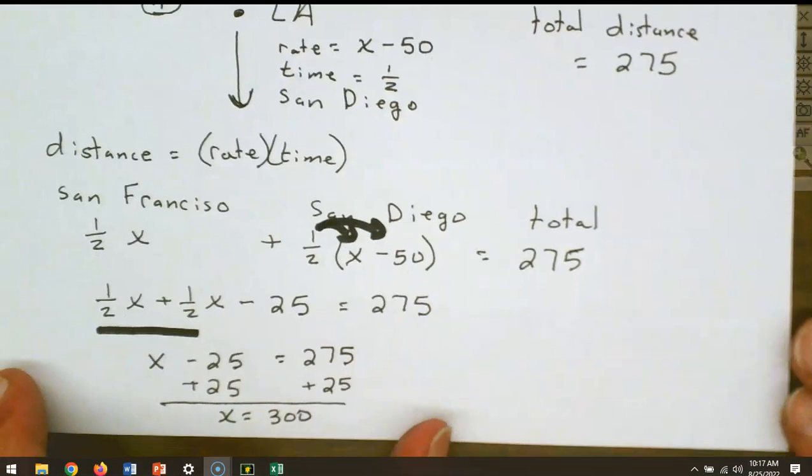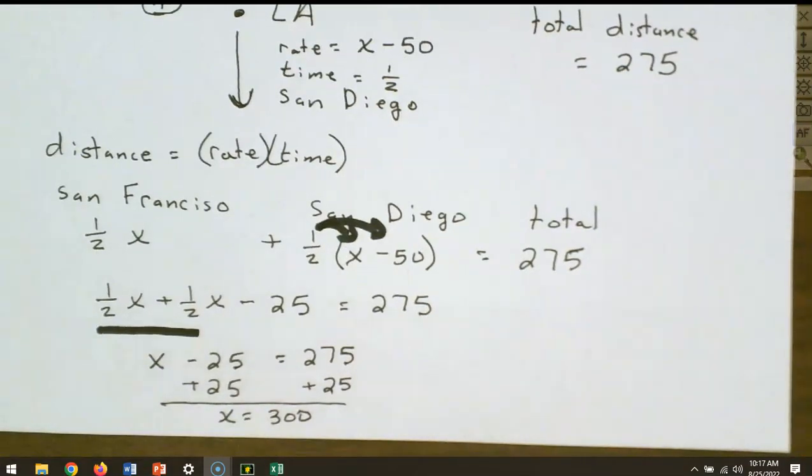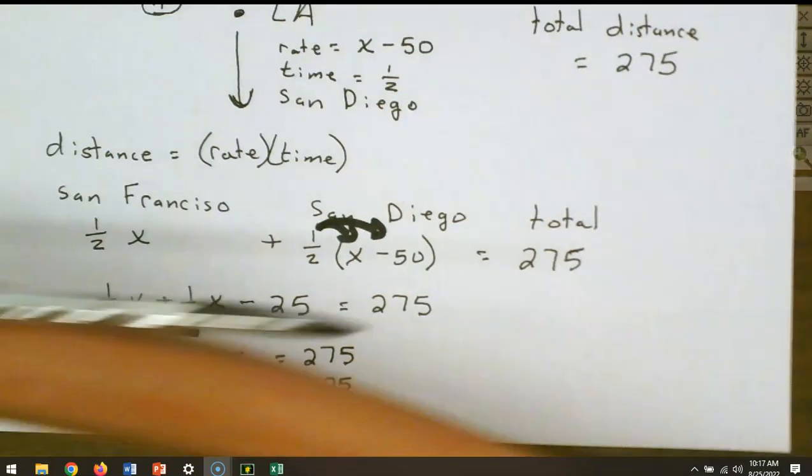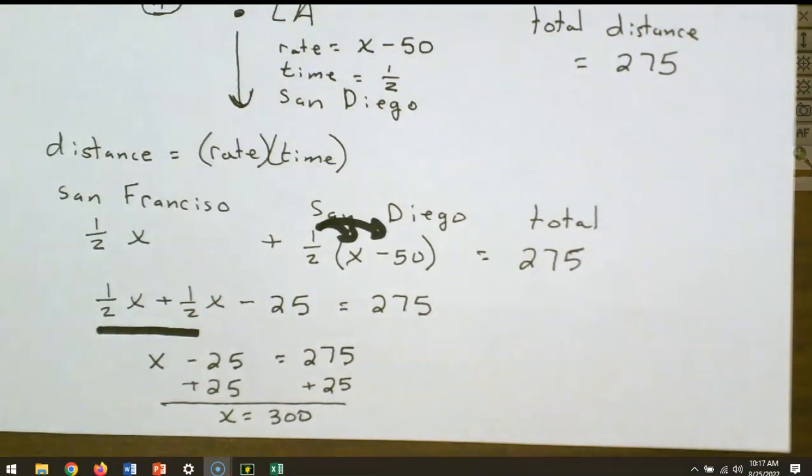So that's part of our answer, and we need to make sure that we answer it completely. And so what does it want? We want to find the speeds of both of the airplanes. So we need to find the airplane speeds. So we've got that 300. Let's make sure we can now get the 2 speeds.